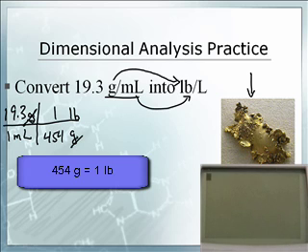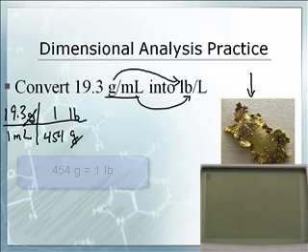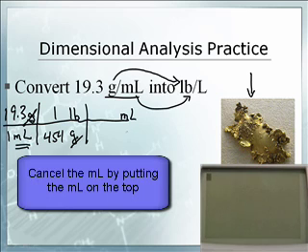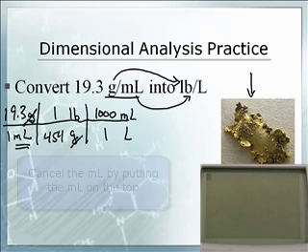We're at pounds per milliliter. We don't want pounds per milliliter. We want pounds per liter. Now the milliliters on the bottom goes on the top, and then liter. There's 1,000 milliliters. Now you've got to know that. If you don't know that, you've got to figure that out. And the milliliters cancel.